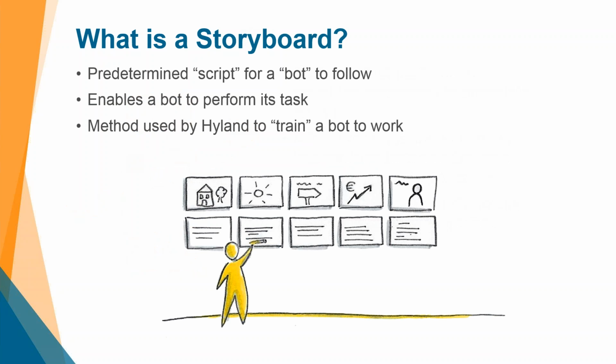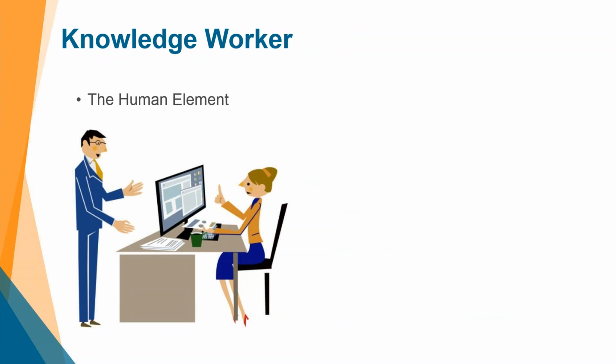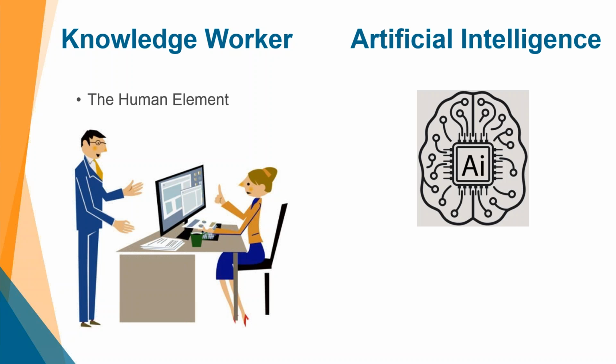Much like a movie storyboard that lays out the major plot lines of a movie, the storyboards in RPA lay out the sequence of events and actions that need to occur. This enables the bots to perform tasks and to be trained to perform the work it is assigned. A knowledge worker is another term you will hear often when reviewing RPA and its implementation into business processes. This is referring to the human element in the decision-making process. Also, during this presentation, we'll use the term AI when describing the software's ability to learn from user input.